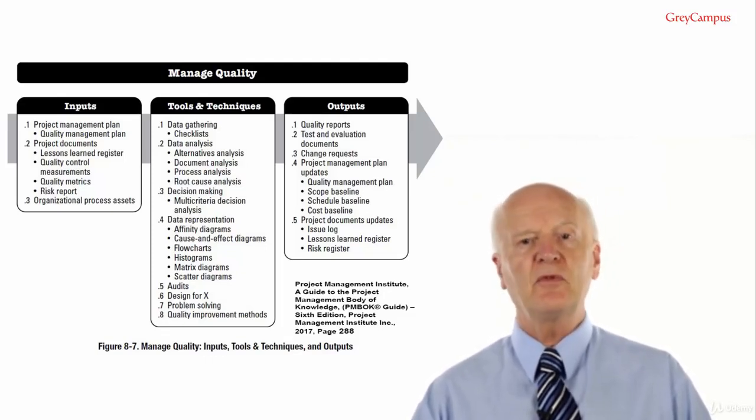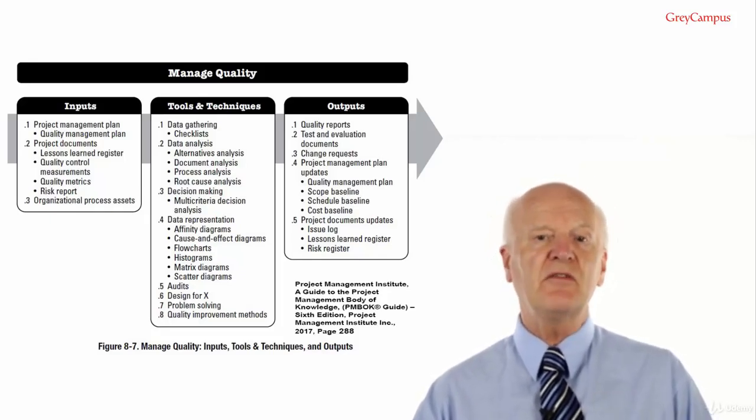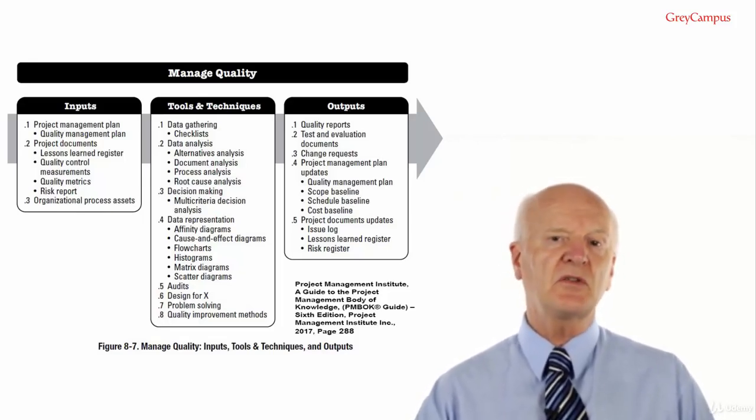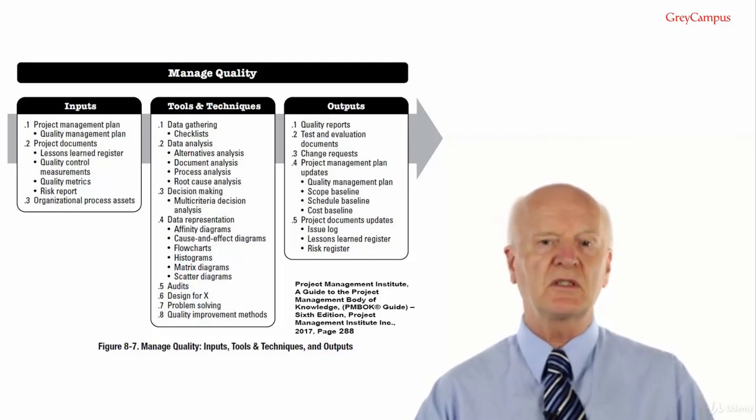Tools and technique number 4, data representation. Techniques that could be used for this process include affinity diagrams. These are used to organise potential causes of defects into groups showing areas that should be focused on most.